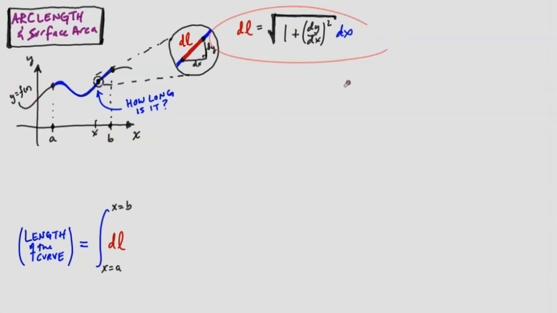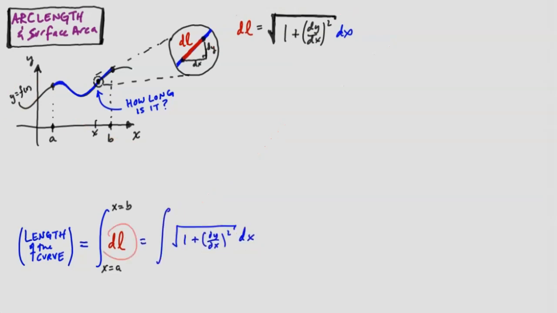So we can take all this stuff, carry it down here, it goes where we had dl before, and now we can just say we're integrating this junk as x runs from a to b. And there is your promised recipe for arc length.